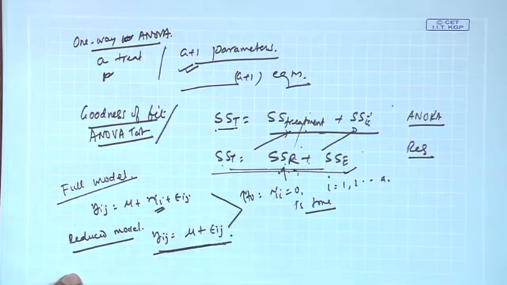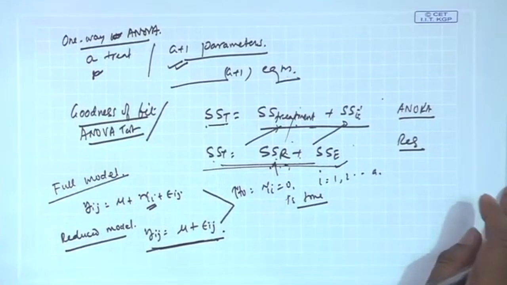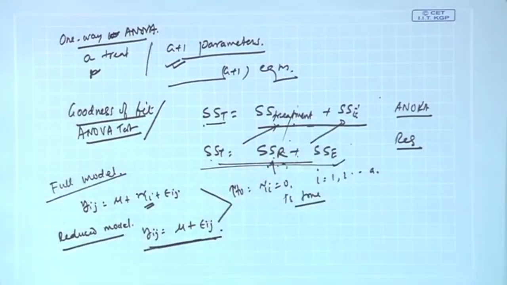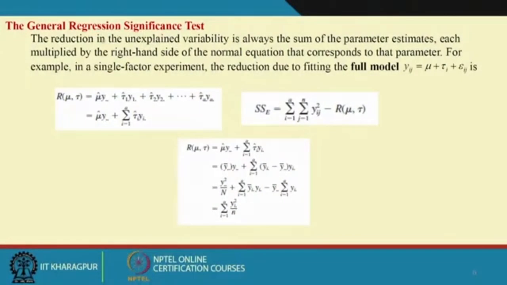So, we use these two and then we will apply certain rules to find the sum of squares for total, sum of squares for error and sum of squares for treatment or regression. Let us see what this rule is. The rule is that the reduction in the unexplained variability is always the sum of the parameter estimates, each multiplied by the right-hand side of the normal equation that corresponds to that parameter. For example, in a single factor experiment, which we have seen already, if we say the reduction is R(mu, tau), how many parameters are there? Mu and a number of tau, so a+1 parameters. Each of the parameter estimates is multiplied by the right-hand side value of the normal equation.